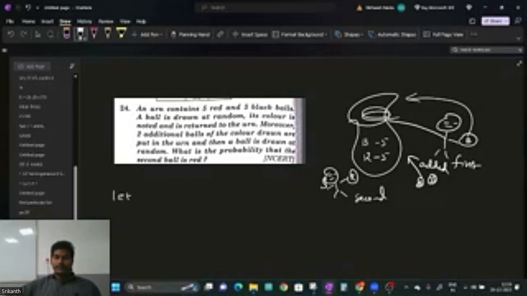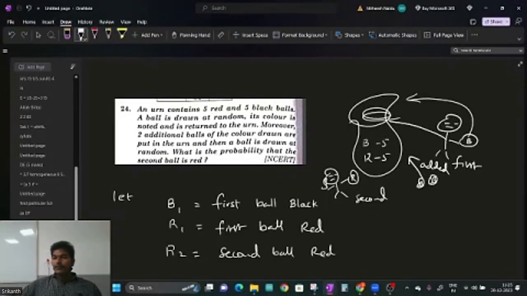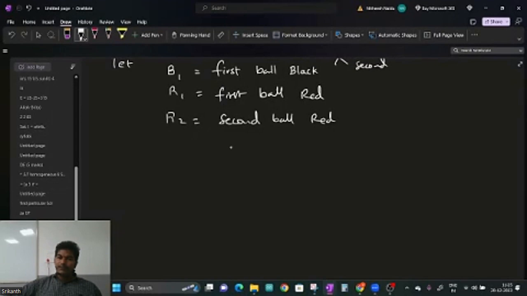So let B1 be the event first ball black. R1 is first ball red. R2 is second ball red. Okay, always the second ball is red. Understood the process? If you understood the process, then only you can do this question.